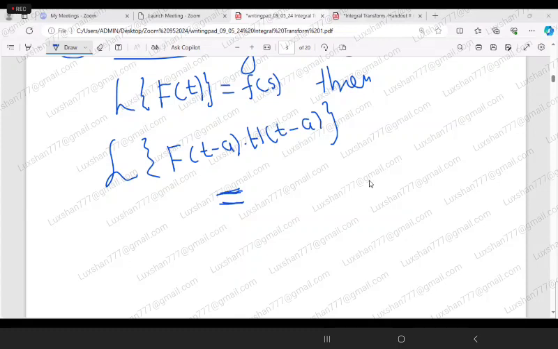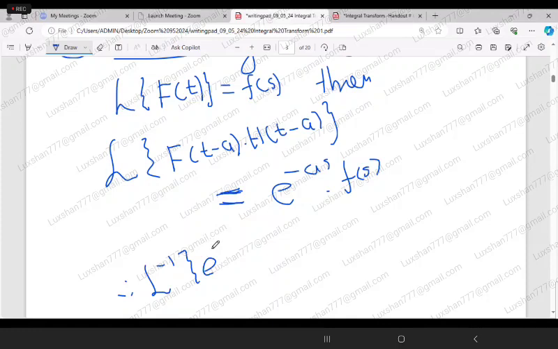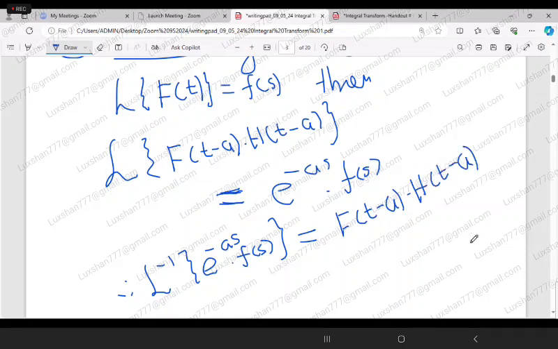Yes, good. So we have e to the power minus a s into F(s). Therefore, the inverse Laplace transform of e to the power minus a s into F(s) is equal to f(t minus a) into h(t minus a). Okay, so this is the definition.